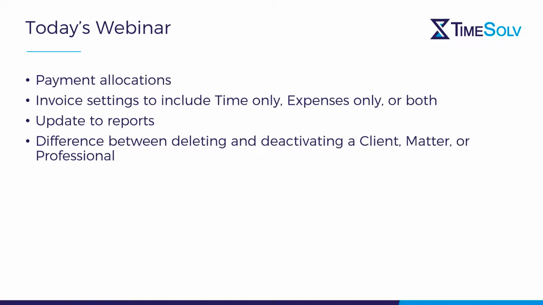Then I want to talk about a couple of updates that have been put into TimeSolv recently. One is the ability in the invoice settings of a matter to specify, when you go to generate draft invoices for that matter, whether you want them to be time only, expense only, or both. Previously, you could only do that at the draft invoice screen level. Now you can do that at the matter level and skip that step. And we're going to have another update to this feature rolling out, I think, by the end of this week.